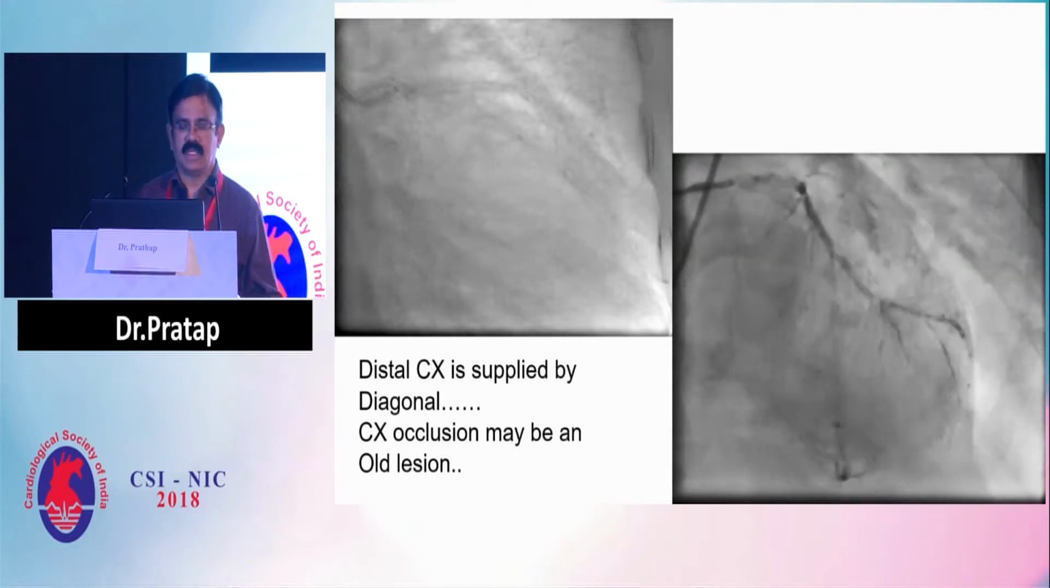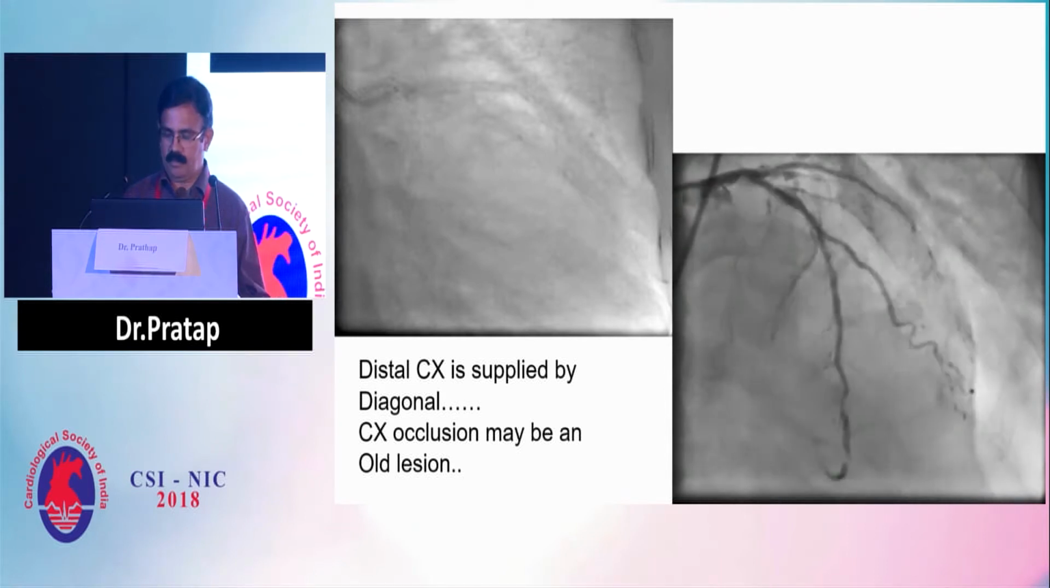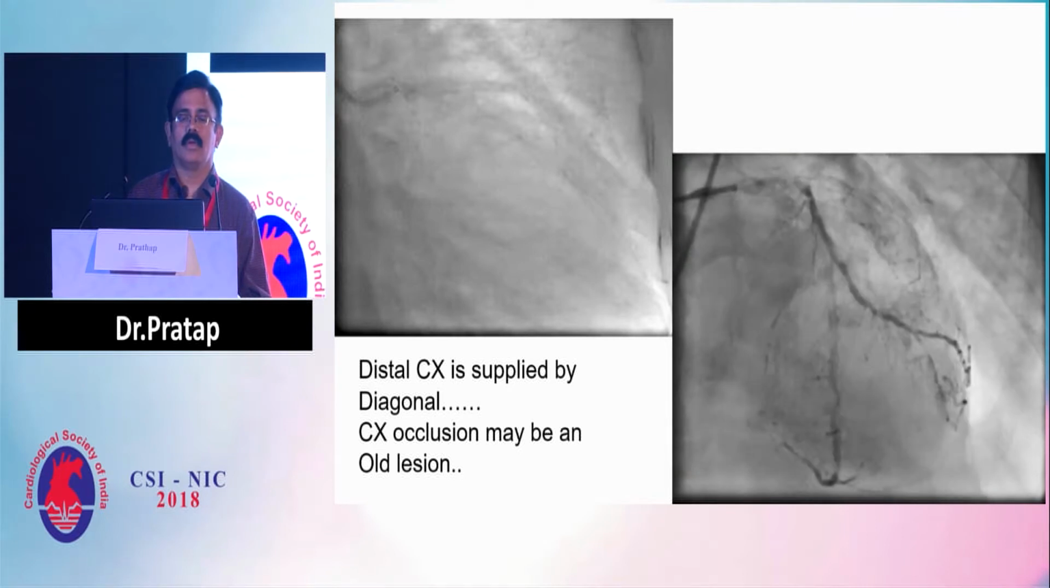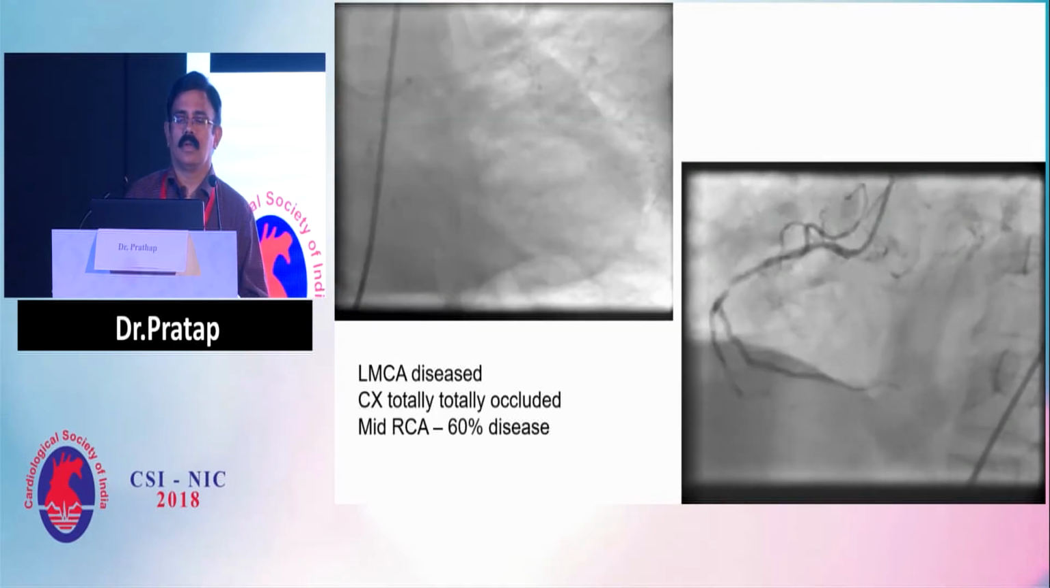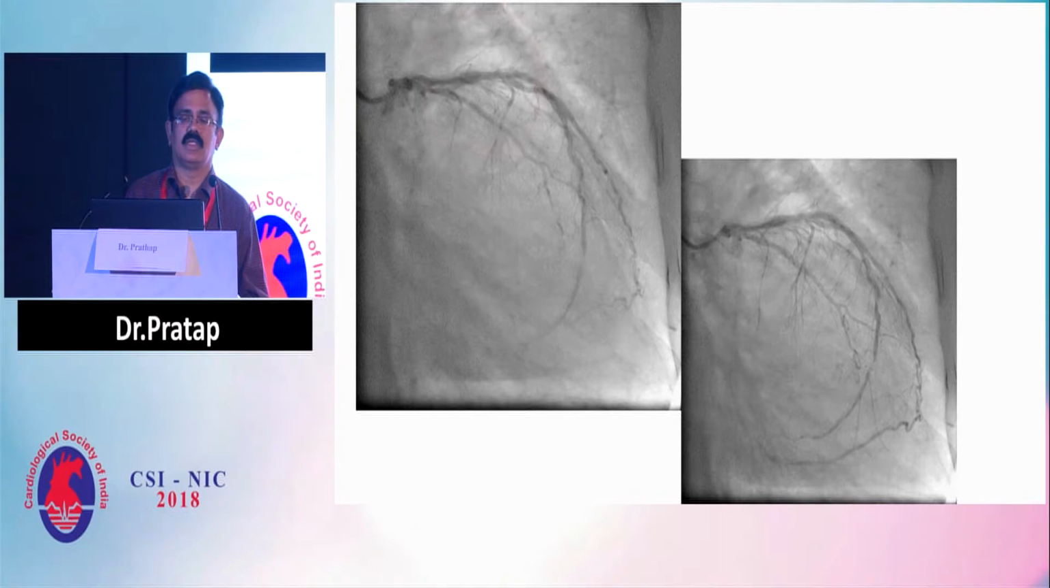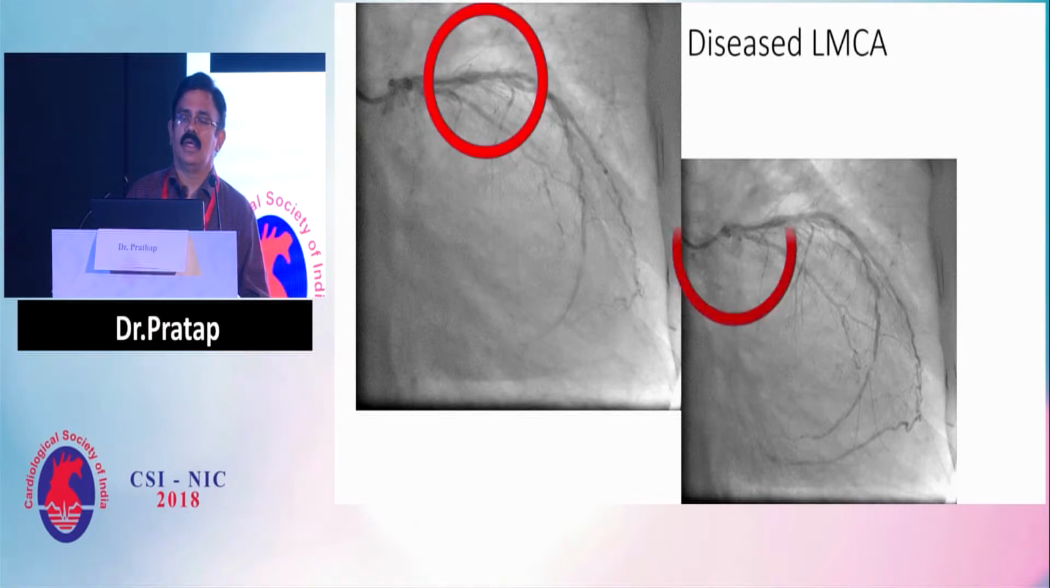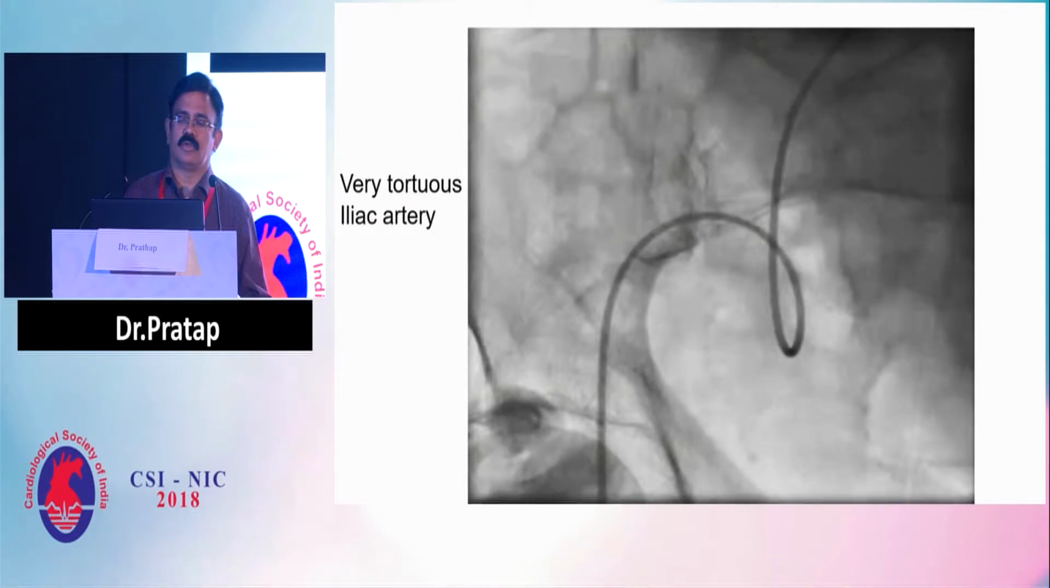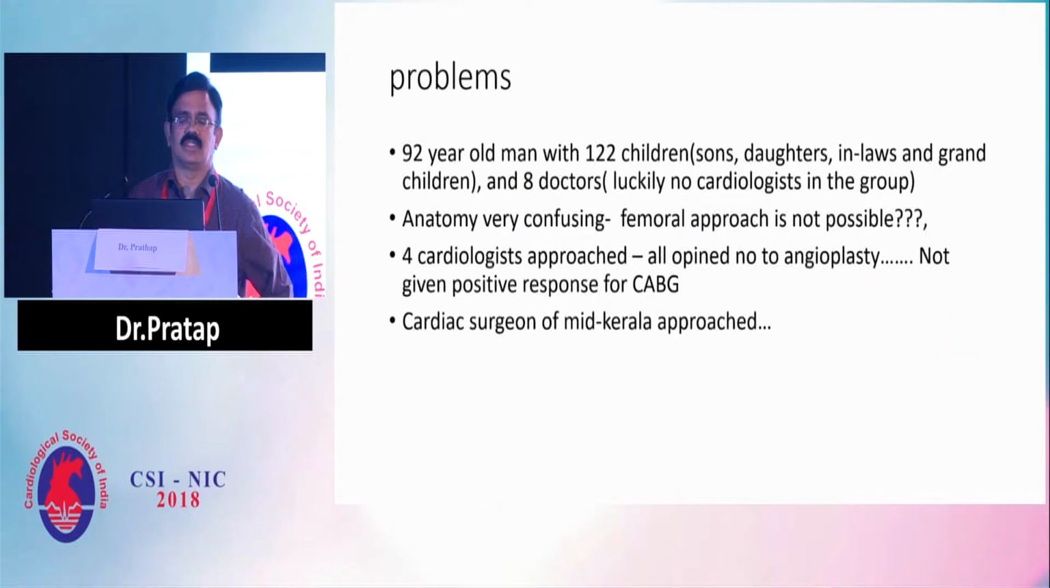From day 2 onwards, recurrent ST depression and flash pulmonary edema, constantly getting abdominal pain, recurrent LVF. Patient had a circumflex totally occluded. RCA was actually having disease. There is a disease in the LMCA, calcified or thrombus, which we don't know, very tortuous anatomy.